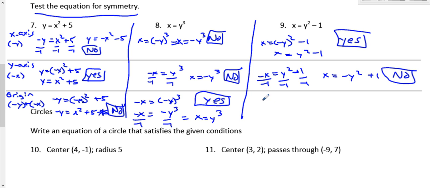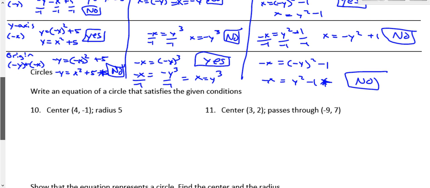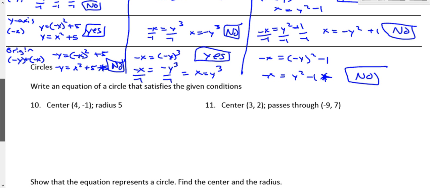And now we're going to test the origin. So we're going to plug in the negative x and the negative y. The negative y will be squared to be positive, and that will give us negative x equals y squared minus 1, which is exactly what we had when we tested for the y-axis, which did not work. And so I could highlight this and understand that this is also no. And that's how we test for symmetry. And now on to circles.